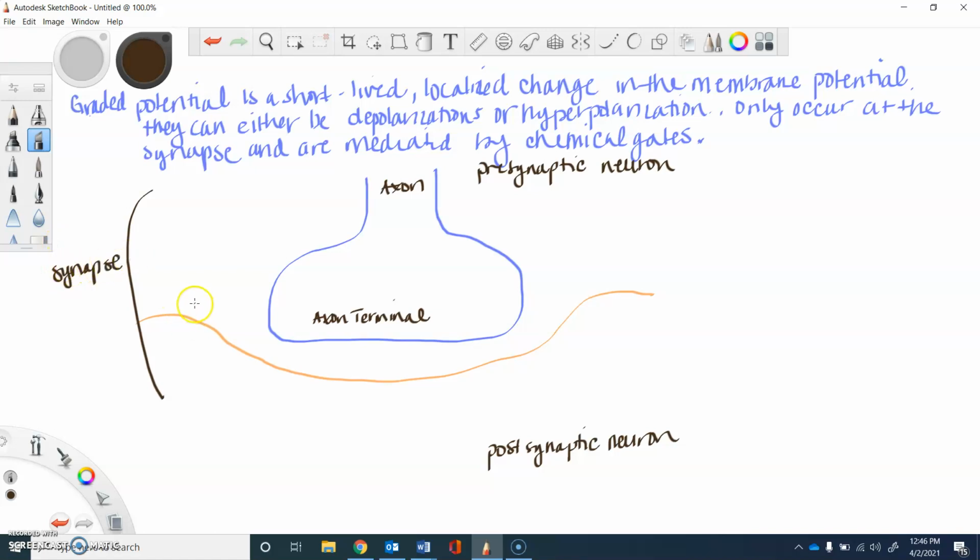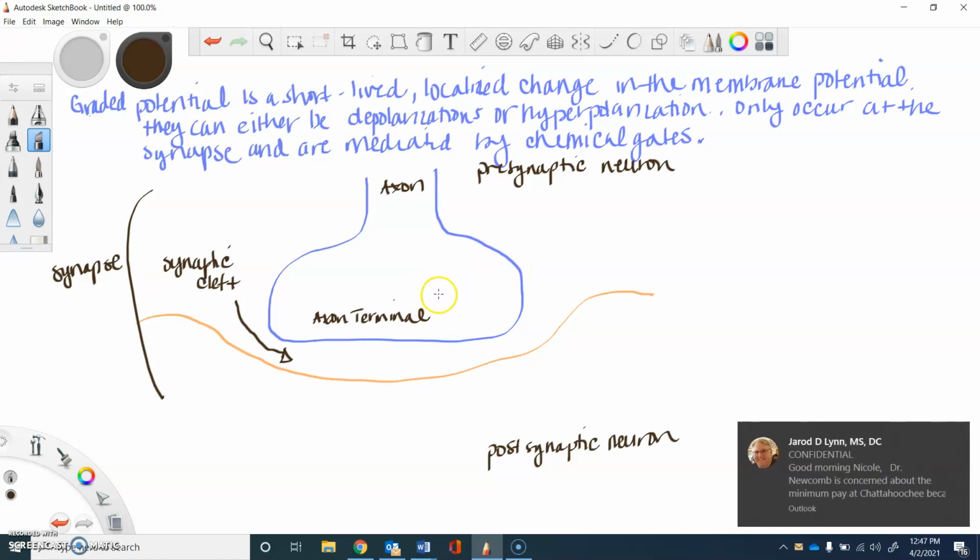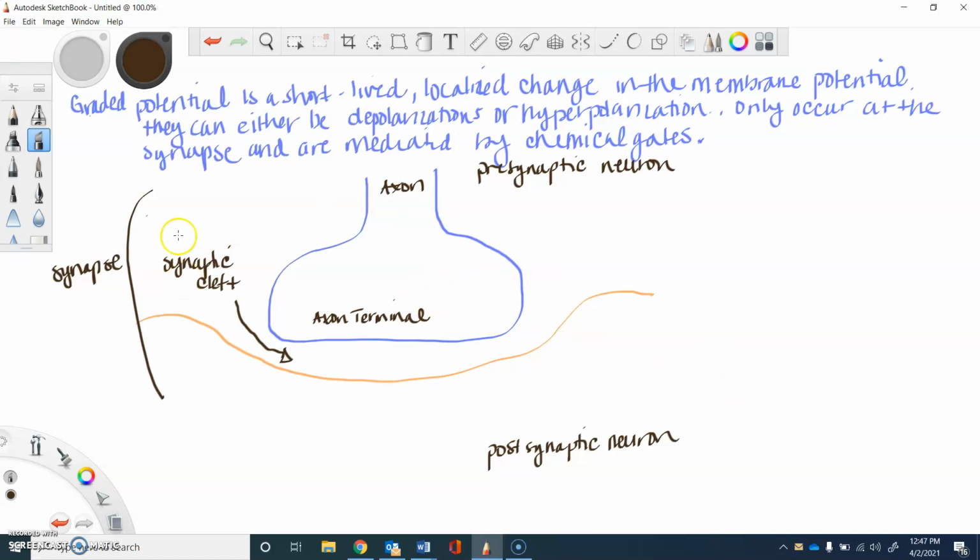So this whole thing together is a synapse. Okay, you can see here, it's just like at the neuromuscular junction, the axon terminal doesn't touch this neuron over here. There's a space here called the synaptic cleft. Okay, so that's what we're showing here. This looks like the neuromuscular junction. And the neuromuscular junction is an example of a synapse.